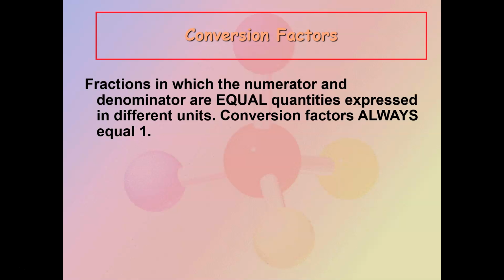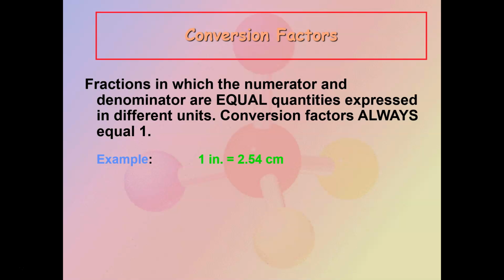So we wrapped up our last video talking about how we can convert one metric unit to another. Centimeters to meters, kilograms to grams, all of that. But we can convert other things too using conversion factors. A conversion factor is a fraction in which the numerator and the denominator are equal quantities expressed in different units. And conversion factors always equal 1. That does not mean that if you divide one by the other, it becomes 1. It means they're equal to each other.